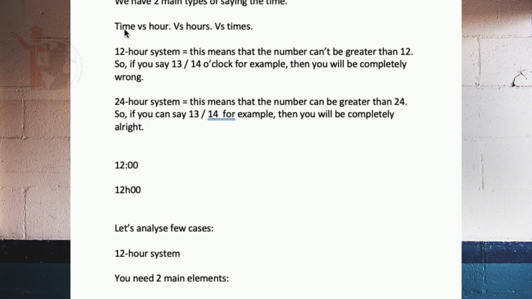Now, several times you see the student makes mistakes between these words here. Time, hour, hours and times. Bom, time é para dizer horário. What's the time? Horário. When you talk about hour, hour is something like a duration, it's countable. 1 hour, 2 hours, 3 hours, and it goes like this.